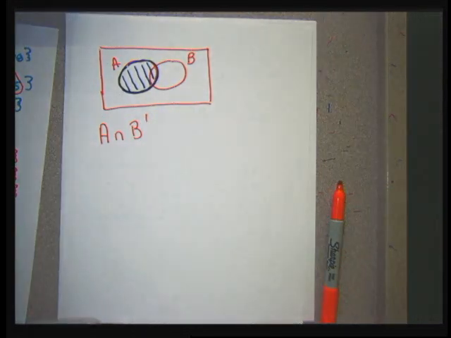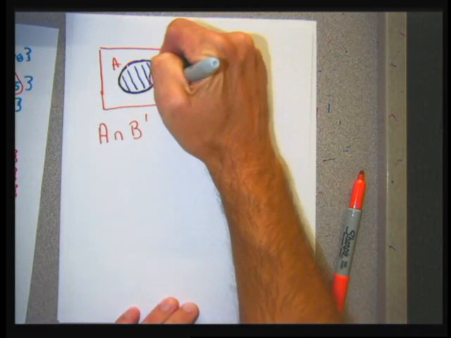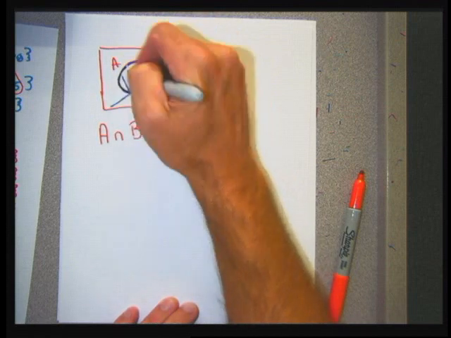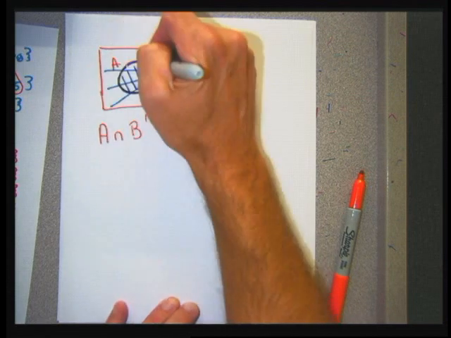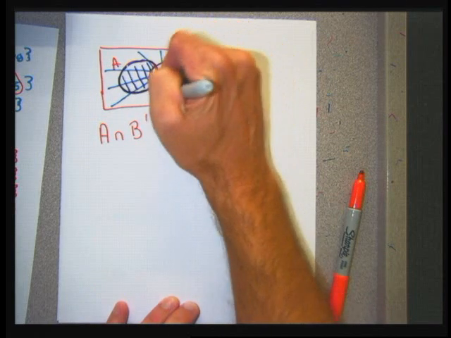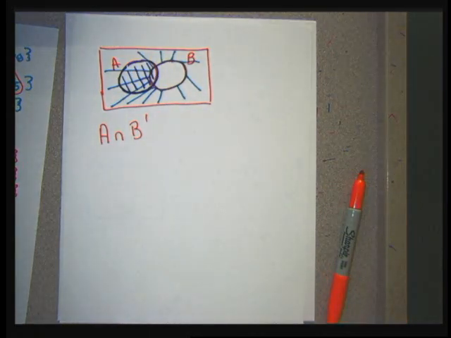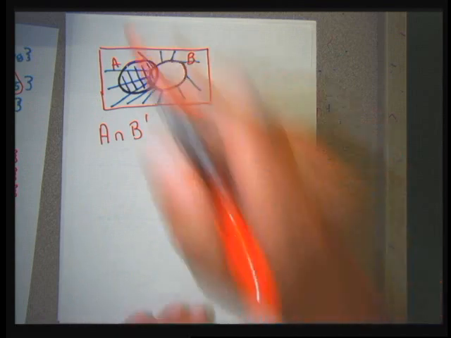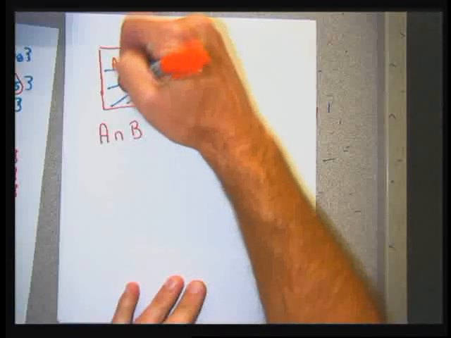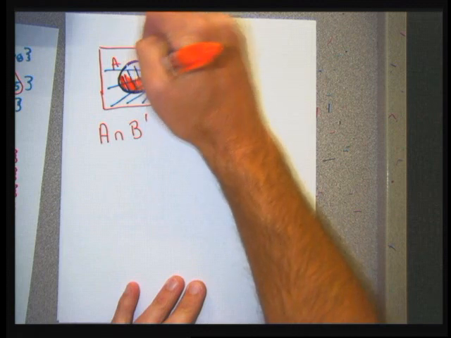B prime represents anything outside the B circle. So I'm going to draw the B circle, and I'm going to go outside the B circle. So outside my B circle is this region. Intersection is where the regions overlap. So I want the inside of the A circle to overlap with the outside of the B circle. And this is this region right here. This region is simultaneously inside the A circle and outside the B circle.